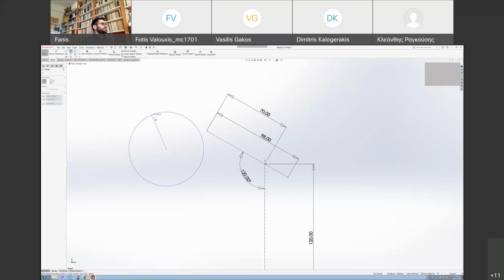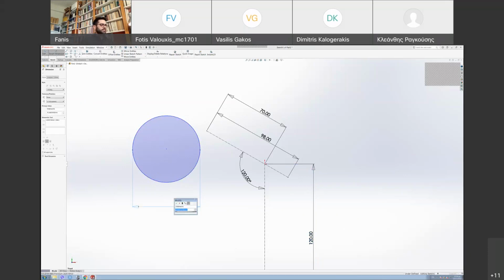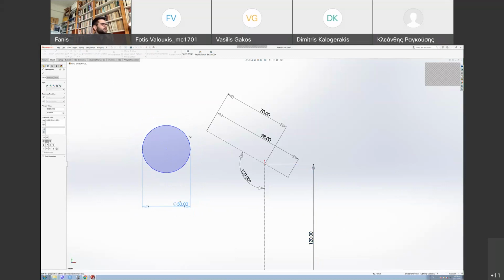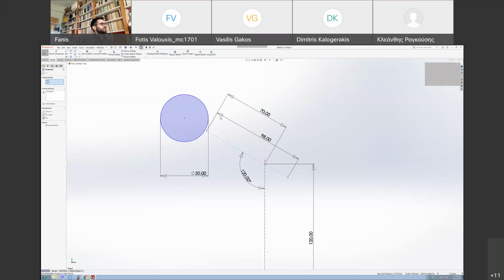So let's make the ball as well. Again, now I want the center of the circle to be coincident with this line. So you click on the one, you press control, you click on the other, you get this, you put coincident. Now this circle can move along this line, okay? It's constrained, it can move only along this line.